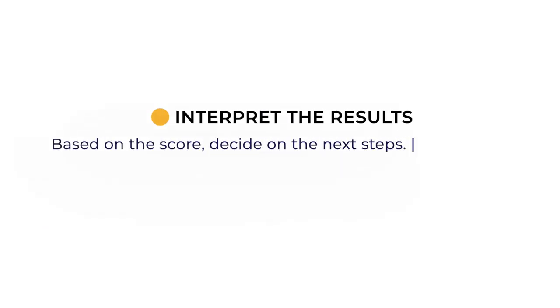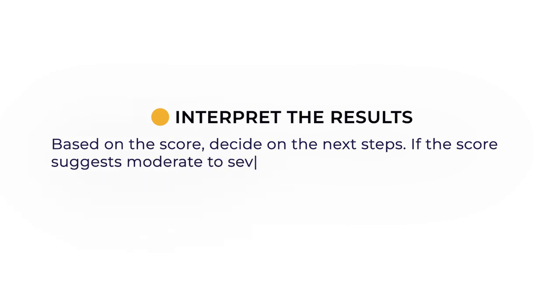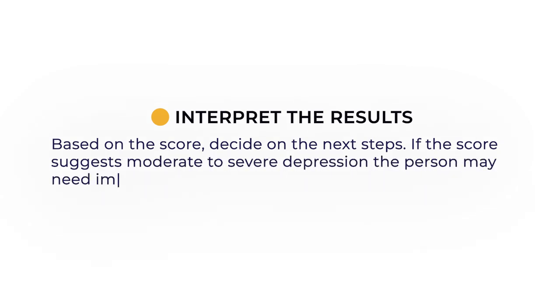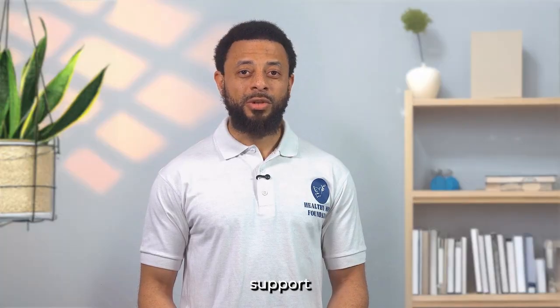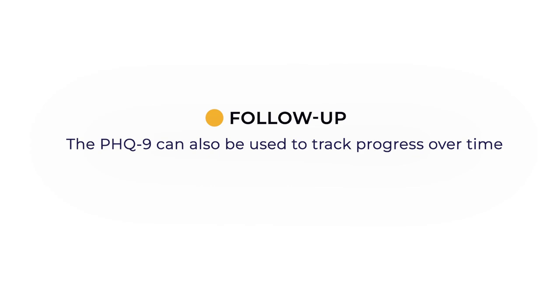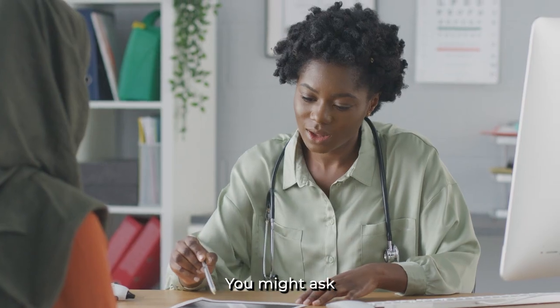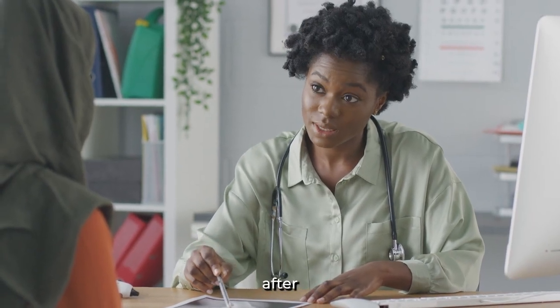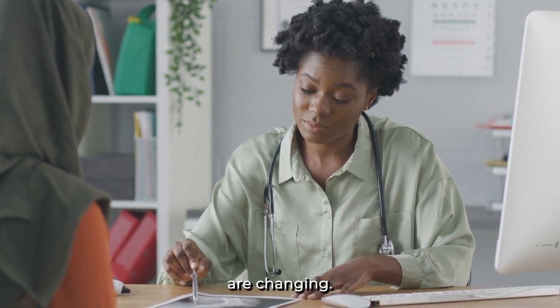3. Interpret the results. Based on the score, decide on the next steps. If the score suggests moderate to severe depression, the person may need immediate referral for professional treatment or more intensive support. 4. Follow-up. The PHQ-9 can also be used to track progress over time. You might ask the person to fill out the form again after a few weeks to see how their symptoms are changing.